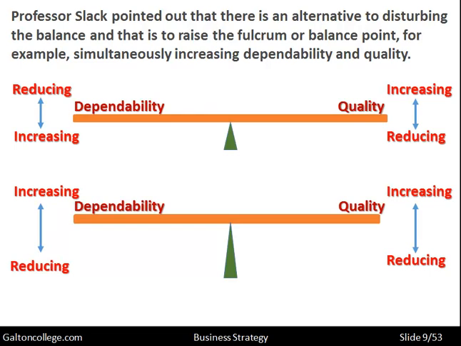So if we look at the top diagram here, the fulcrum, this bit in the middle, the pivotal point, down here it's much taller. So down here you can see we have more dependability and we have more quality because the fulcrum has been increased. That could happen if we have more resources going into the organization. More resources means we can have more quality and more dependability. It's not a trade-off anymore.